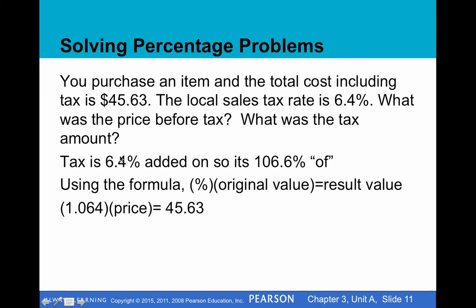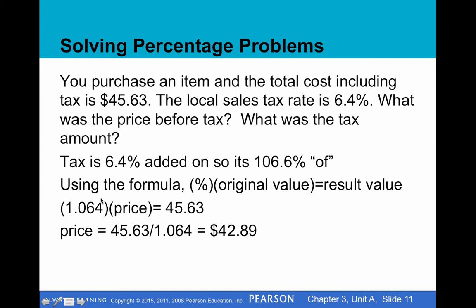Well, once again, tax is 6.4% added on. So if I add 6.4% to 100, oops, that's a typo there. It should be 106.4 right there, excuse me. It's 106.4% of, okay? So remember, tax is tacked on, I add it to the 100% and it's of, and then I can use my formula.